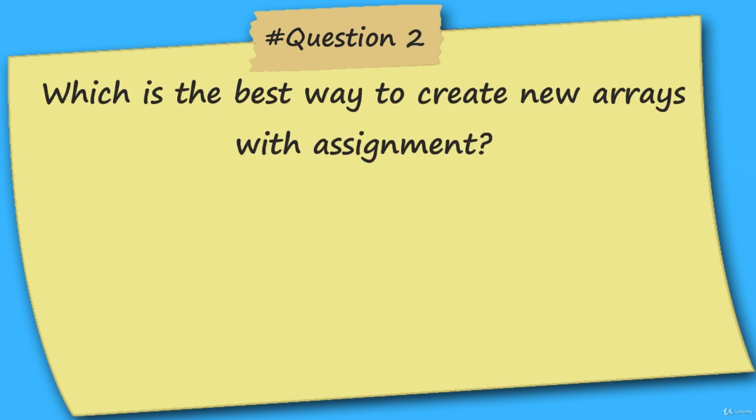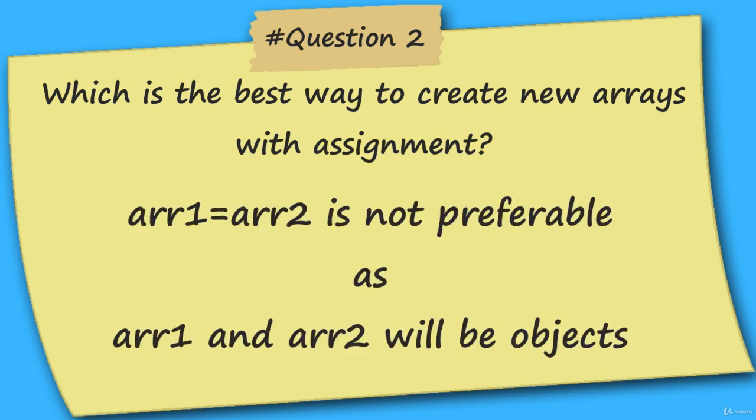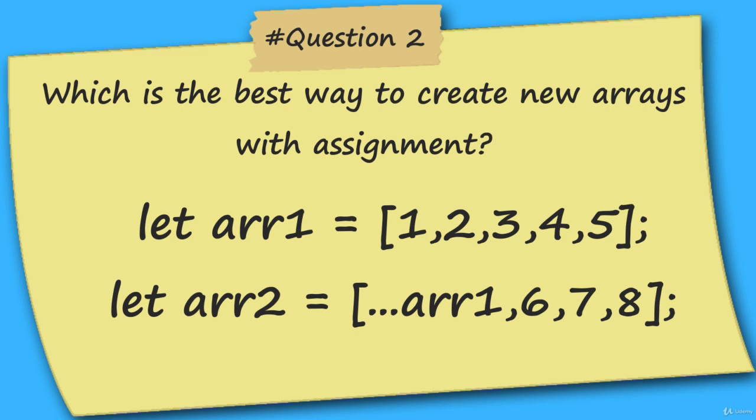The second question is, which is the best way to create new arrays with assignments? That is assignment operator. Now, how will you assign array? Let's say array 1 is equal to array 2. If you write that, it's not a very preferable way because both array 1 and array 2 will be objects. So when you are assigning, you can use the spread operator. So the better way to assign array is using the spread operator. So you can say let ARR2 is equal to array 1.